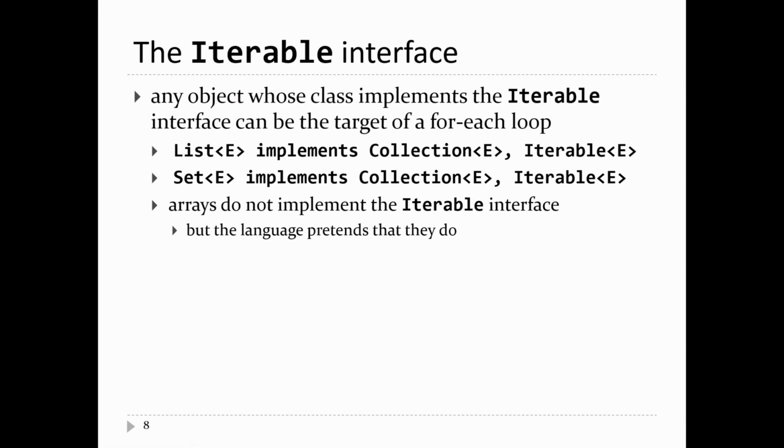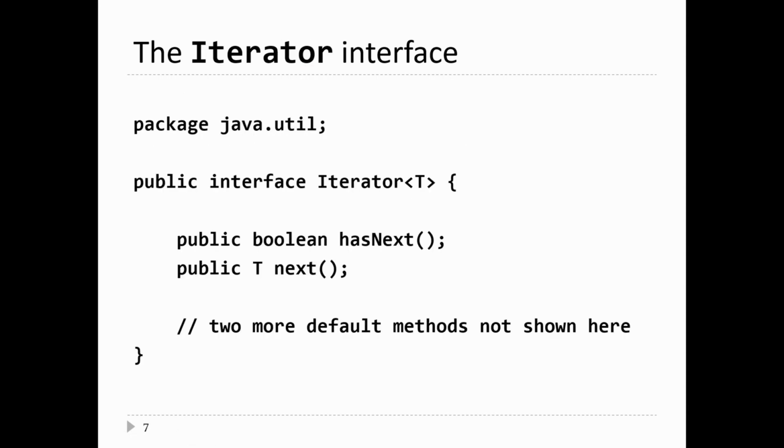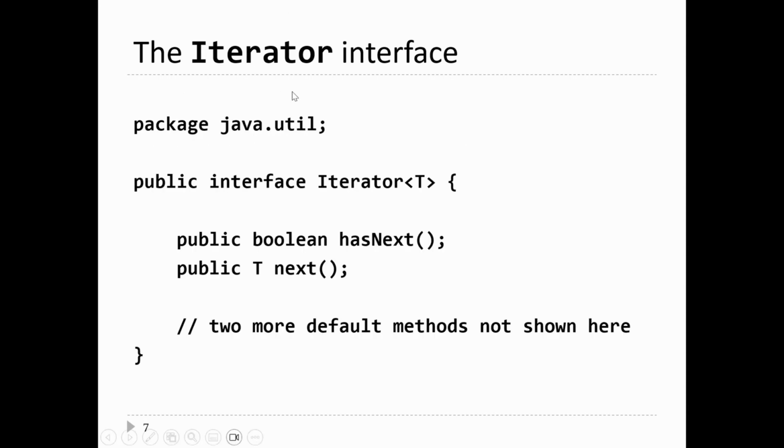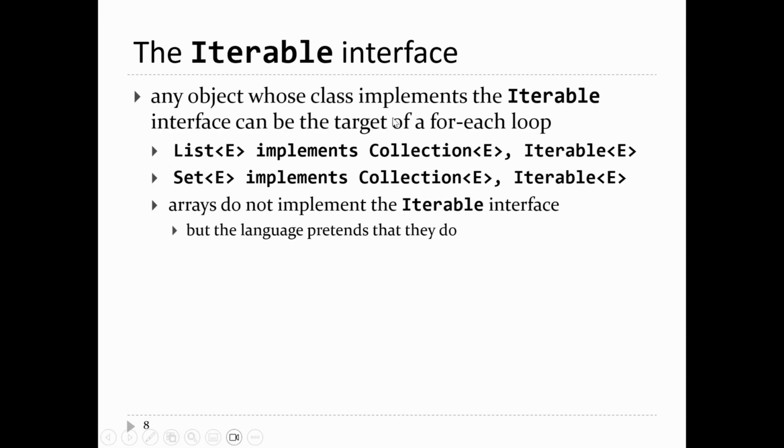If you have an object whose class implements the Iterable interface, that lets that object be the target of a for each loop. Notice that there's a different interface, a second interface called Iterable. Iterator is the interface that defines an object that can iterate over a sequence. Iterable is the interface that says you can iterate over a sequence. So the iterator is the thing that knows how to iterate over the sequence, and Iterable is the thing that says you can iterate over the sequence.